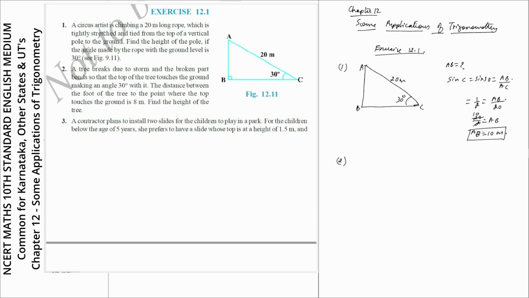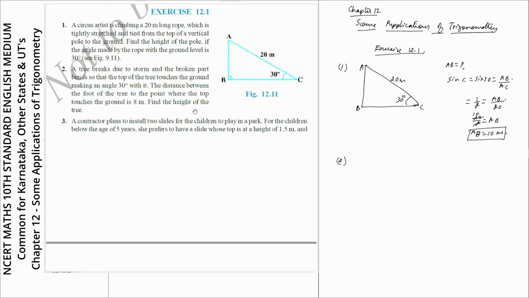Exercise 12.1, question number 2. A tree breaks due to a storm and the broken part bends so that the top of the tree touches the ground, making an angle of 30 degree with it. The distance between the foot of the tree to the point where the top touches the ground is 8 meter. Find the height of the tree.